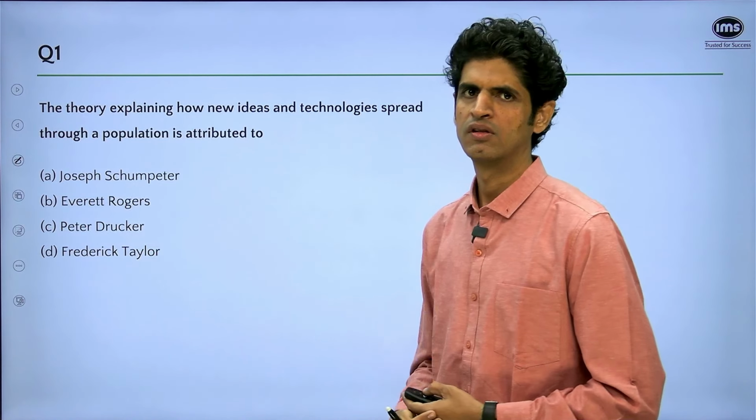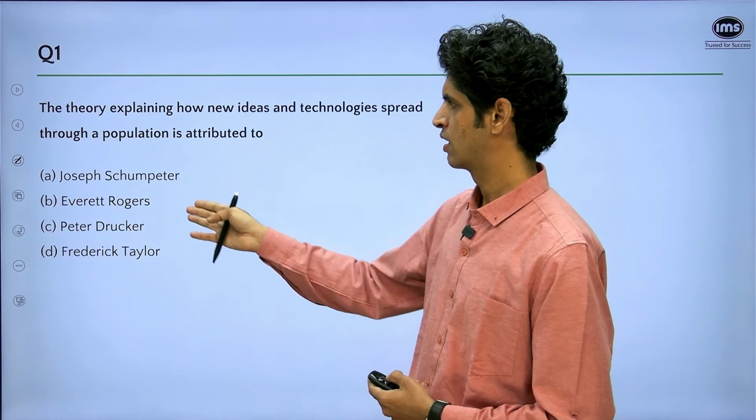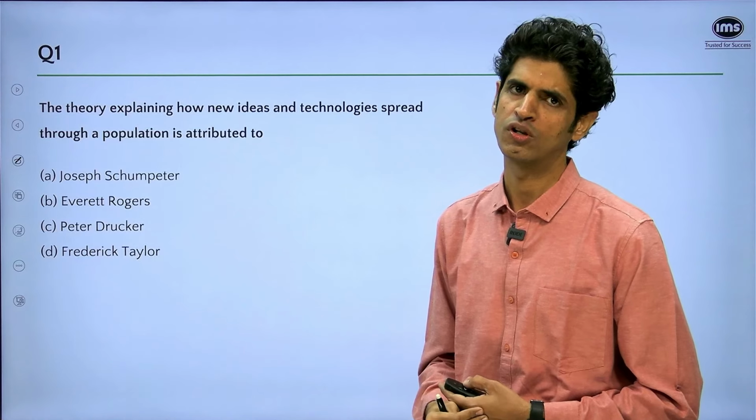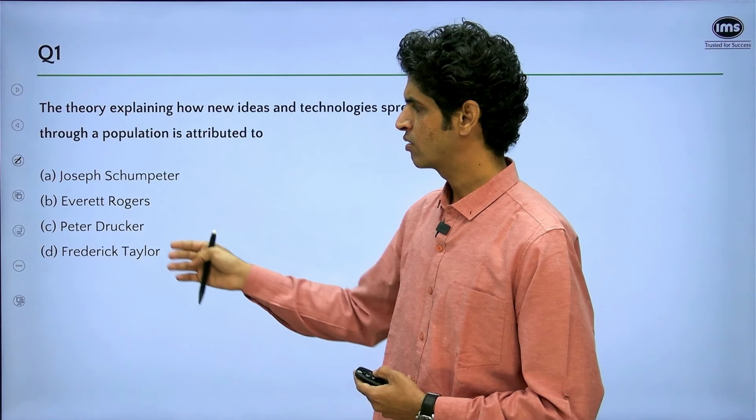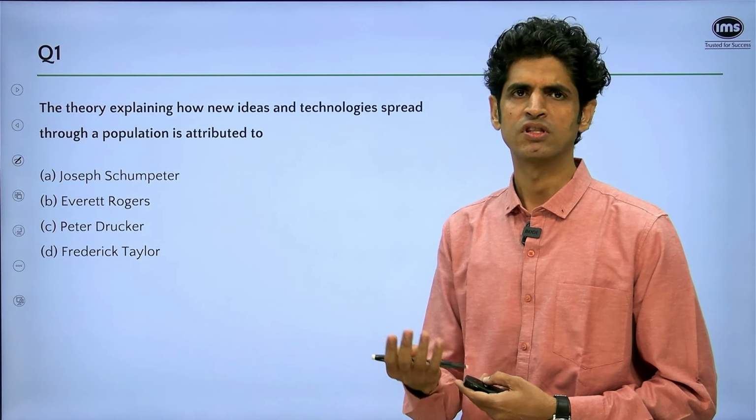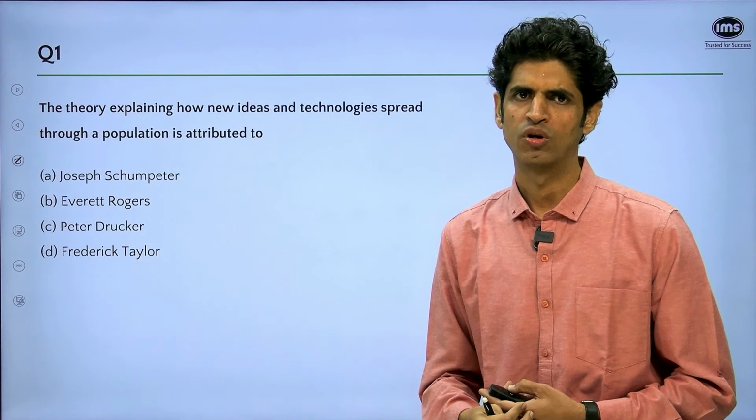Joseph Schumpeter was an economist. Everett Rogers is an American sociologist. Peter Drucker was a management guru. Some people might have already read about him. And Frederick Taylor has his own principles of scientific management.